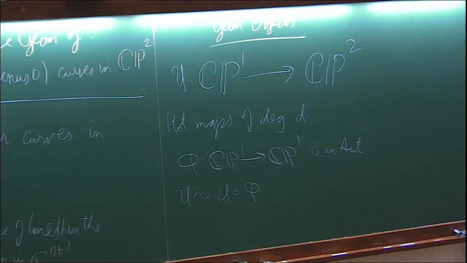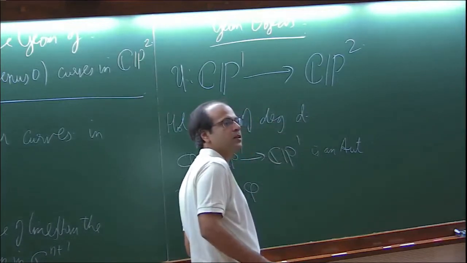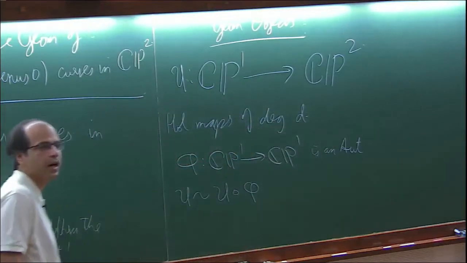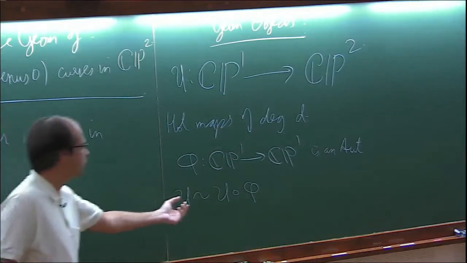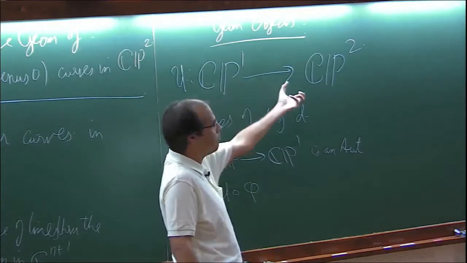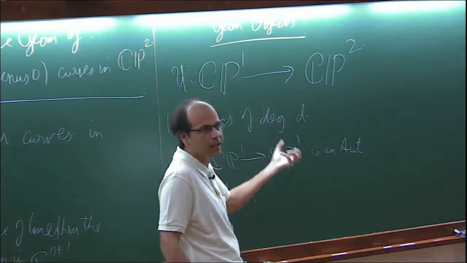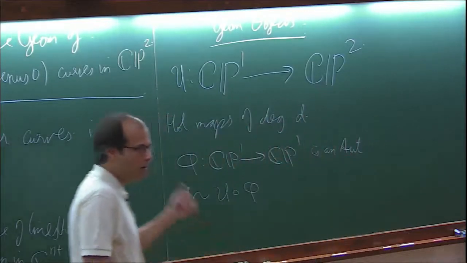So it is the space of holomorphic degree D maps quotiented out by the equivalence relationship that U and U composed with phi are identified. This is the natural thing to do, because if you have a degree one map, a line, U and U composed with phi are really the same thing. It is the same thing written in a different way.